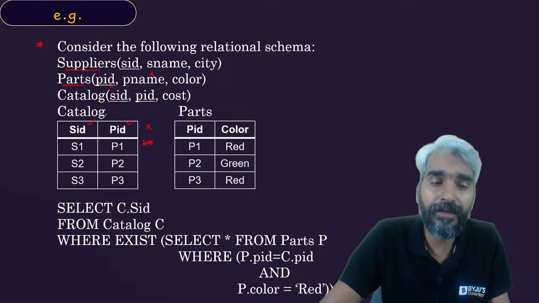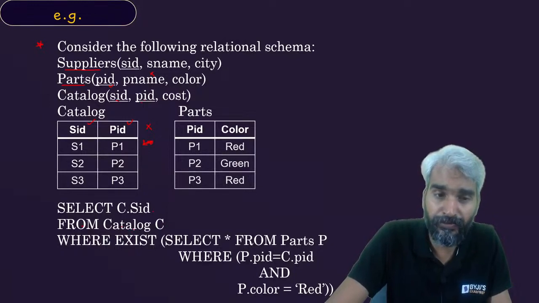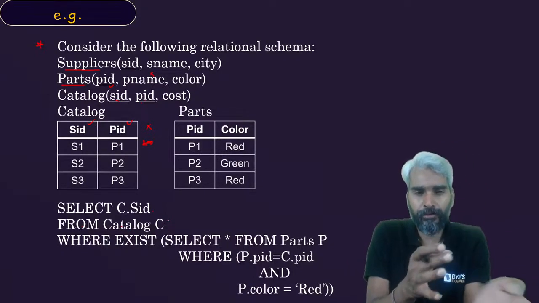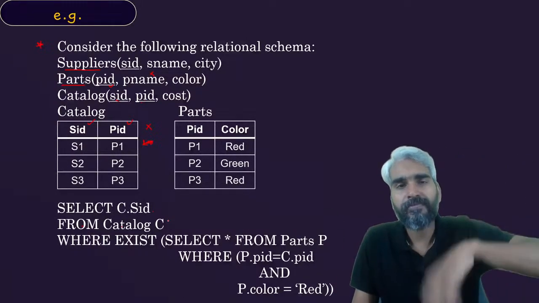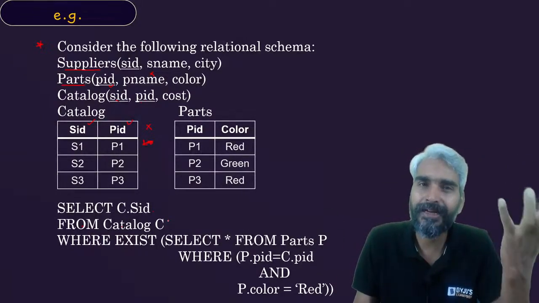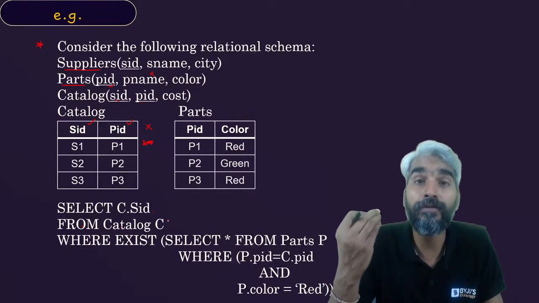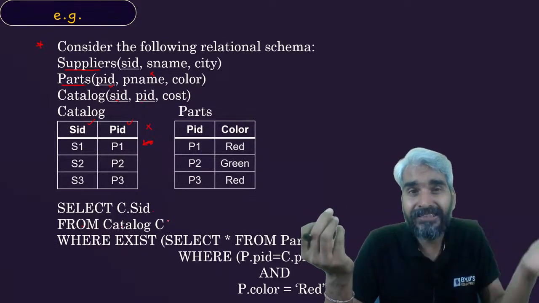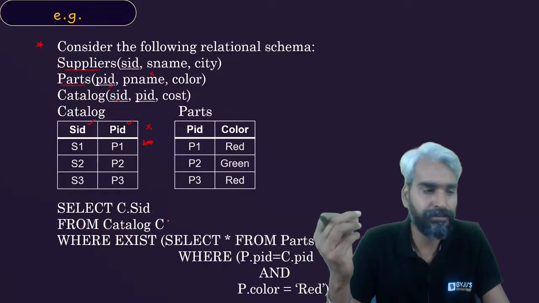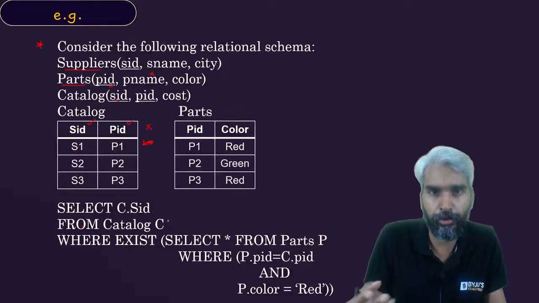Now this is your query. Select C.SID from catalog, which is renamed as C. You can say catalog AS C, or the earlier method where we simply wrote catalog space C. So catalog will be renamed as C. Then what is the need of AS? AS can also alias your attributes, whereas this simple method cannot be used for aliasing attributes. So AS is more powerful.